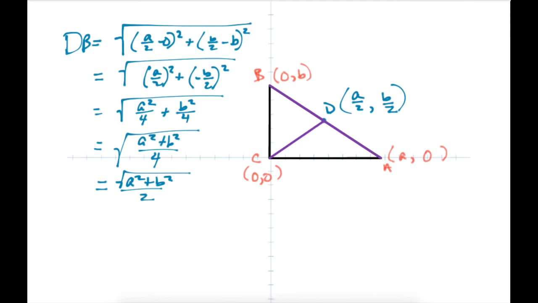And you might even be able to stop right around here or here, because you're going to come up with similar things when you're finding DA and DC. So all you have to do is go just far enough to prove that they're all the same. You don't have to get a perfectly simplified radical.